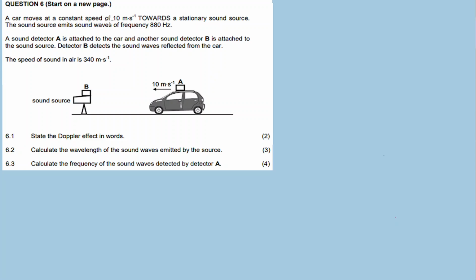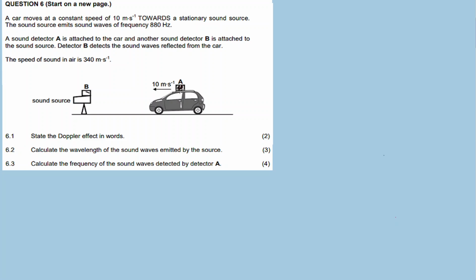A car moves at a constant speed of 10 meters per second towards a stationary sound source. The sound source emits sound waves of frequency 880 Hz. So, this is the sound source, emitting waves at this frequency. Then a sound detector A is attached to the car, and another sound detector B is attached to the sound source. Detector B detects the sound waves reflected from the car.